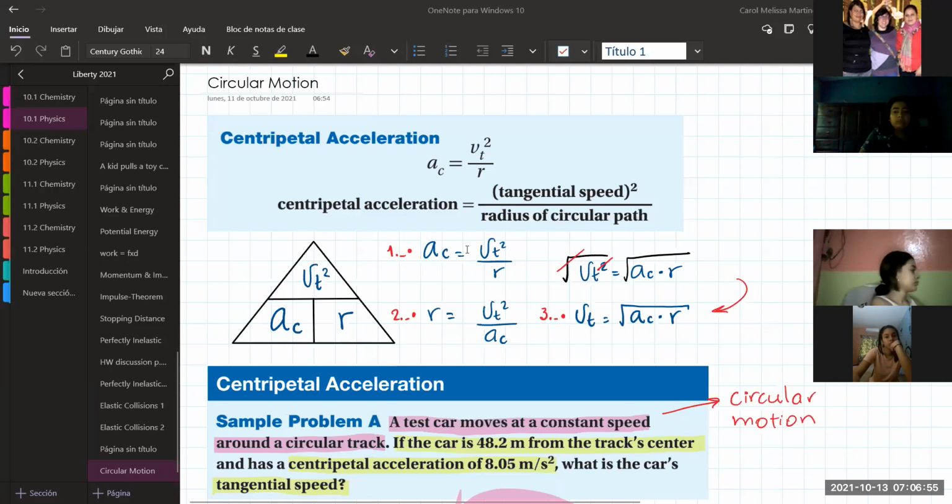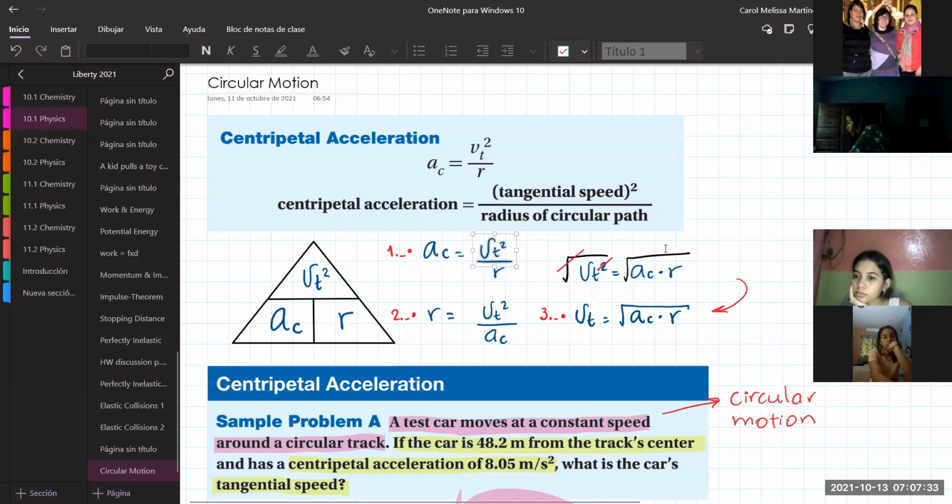And from this equation, I was able to get the possible isolations. Okay, this is the main equation. If I isolate for the radius, acceleration and radius exchange positions, so the equation ends like this. And then if I want to isolate the tangential speed, radius goes to the other side to multiply, and because it is raised to the second power, I need to apply the square root on both sides of the equation, or you can use the triangle as a reference for isolations.